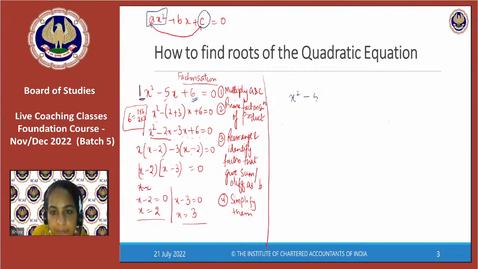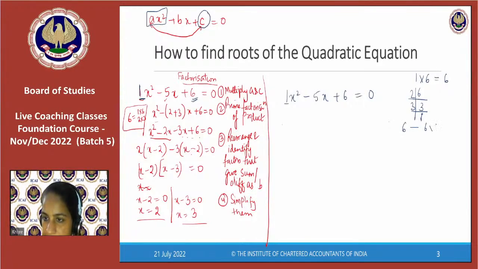x square minus 5x plus 6 equals 0. What you have to do is take the coefficient of x square. Right now, I do not have any number, so I'll take it as 1. So multiply the coefficient of x square with that of the constant. The product is 6. Focus here. Do the prime factorization of 6: 2 into 3. That is, I can write 6 as either 6 into 1 or 2 into 3.